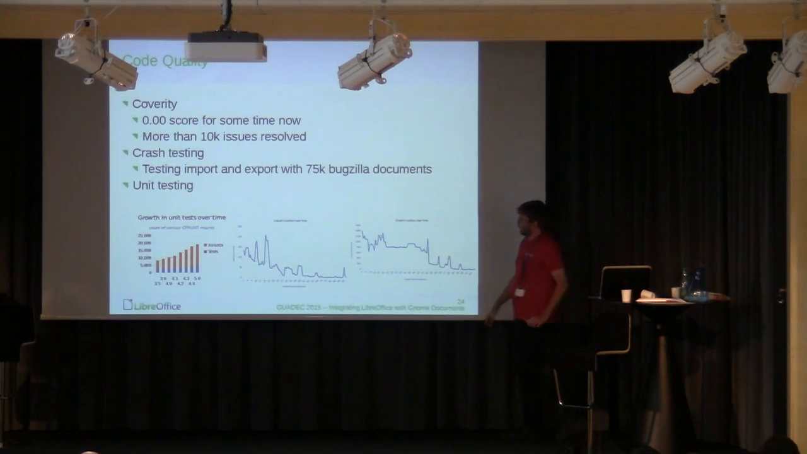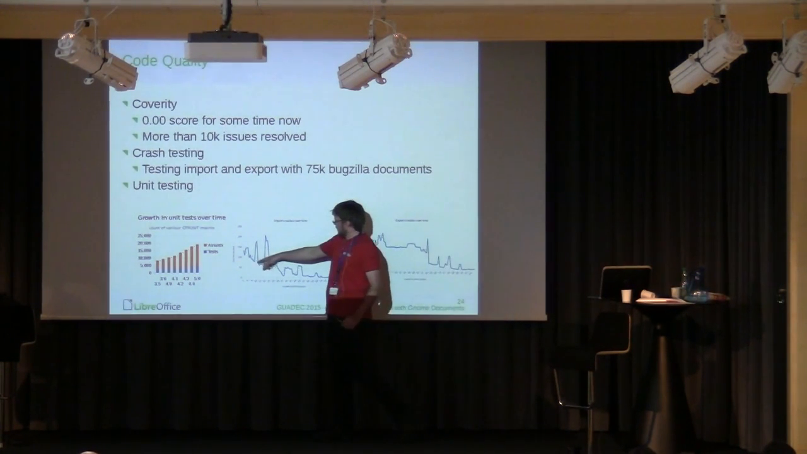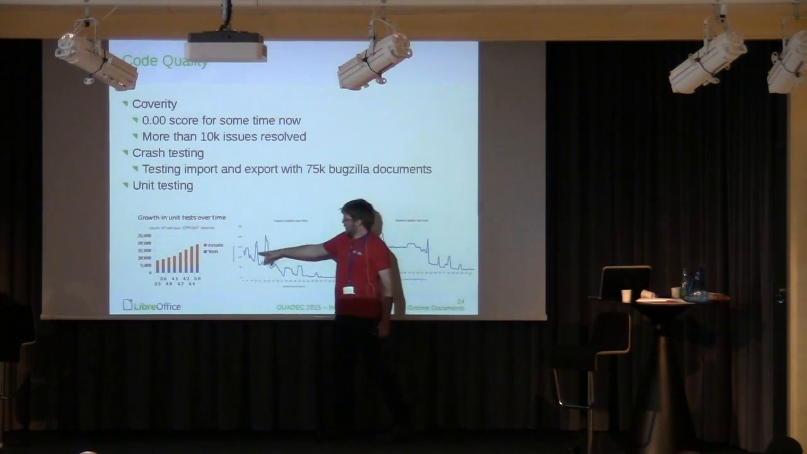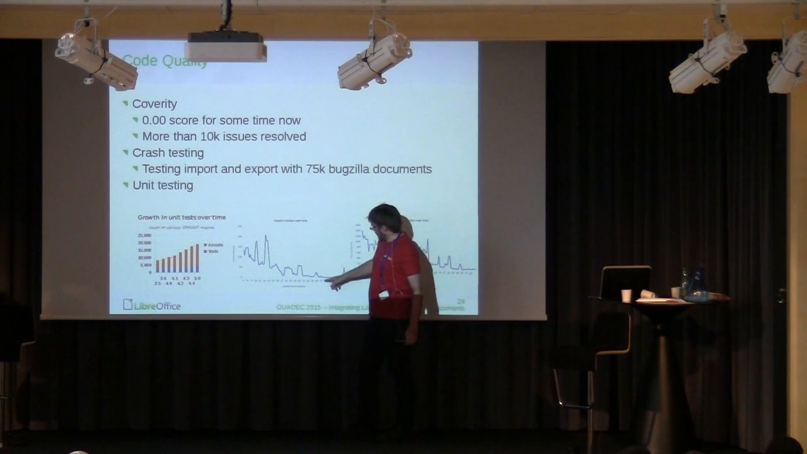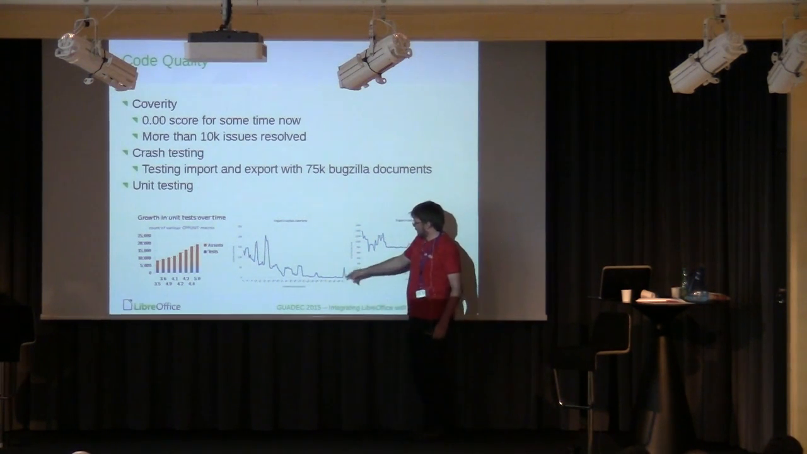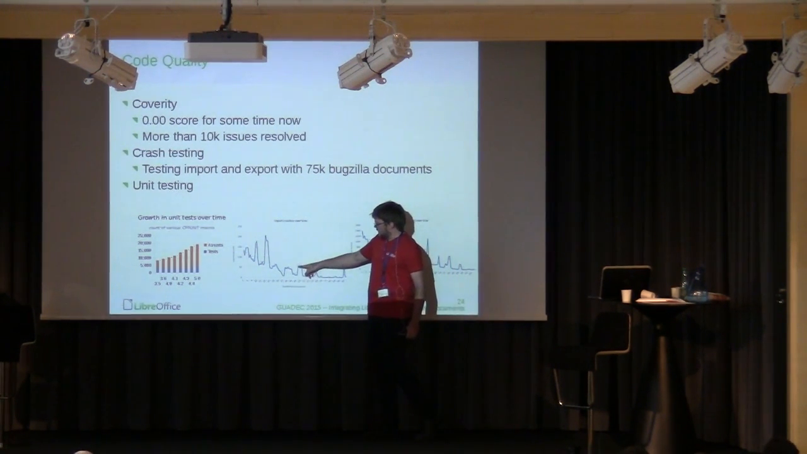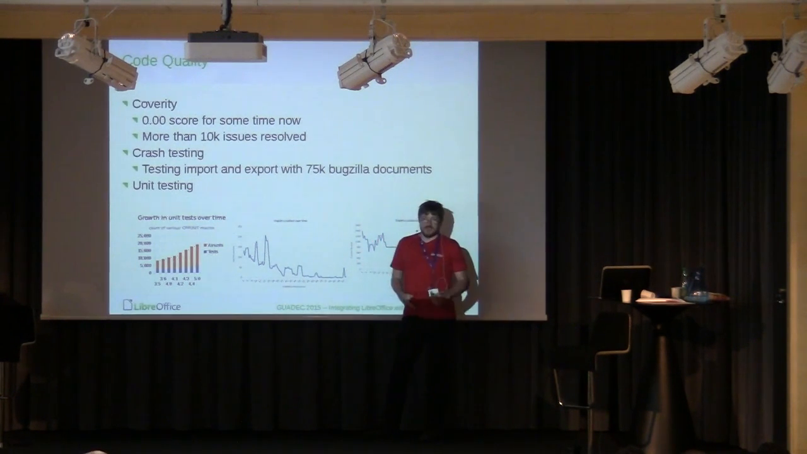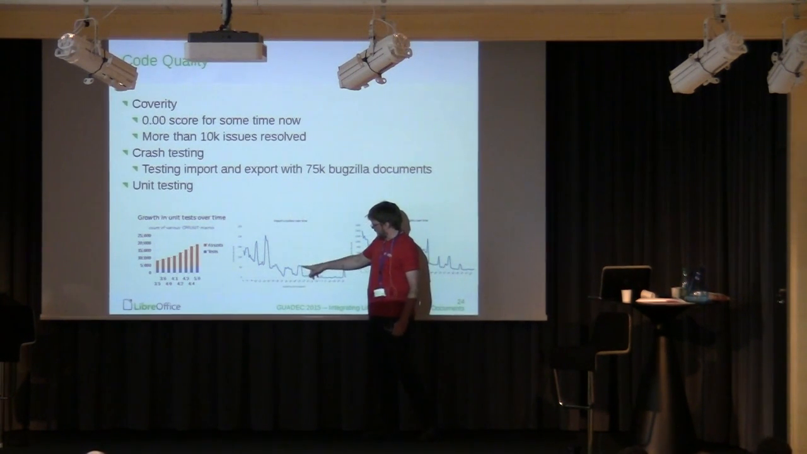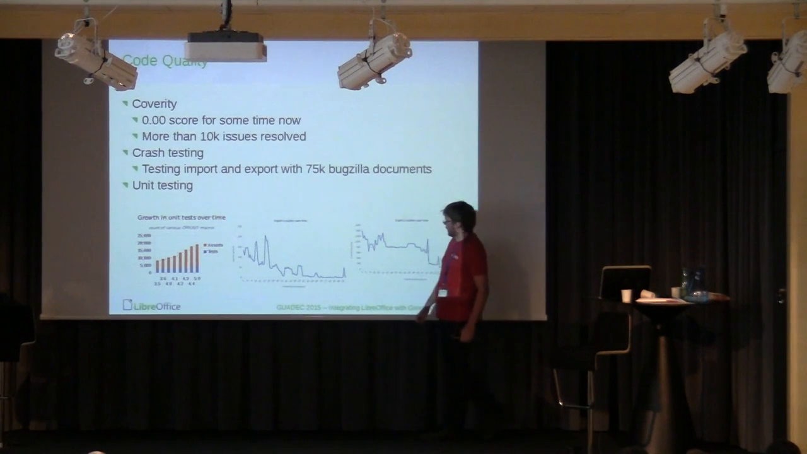You can see here where we started for the import crashes, around 150 out of back then 30,000 documents, and how we are now down to zero. You also see some spikes from time to time when someone introduced a regression. We noticed it and fixed it immediately again.